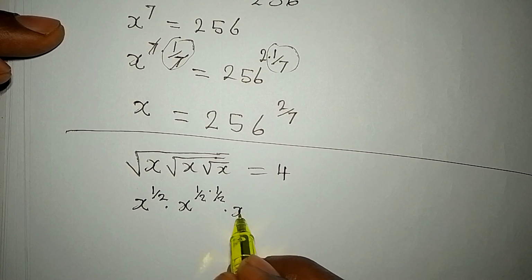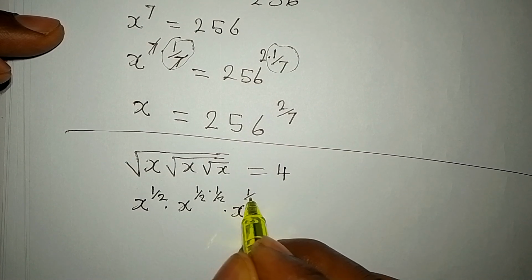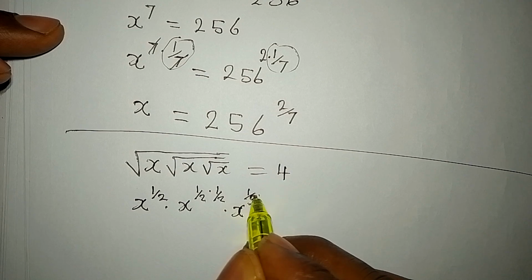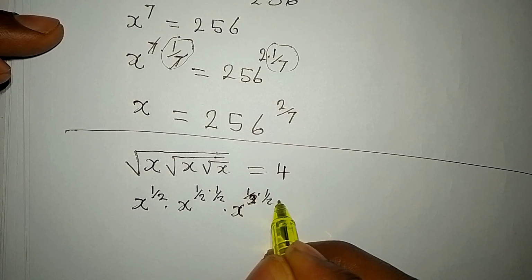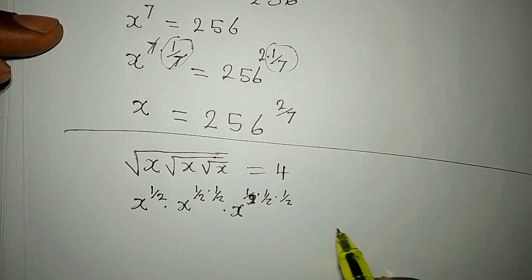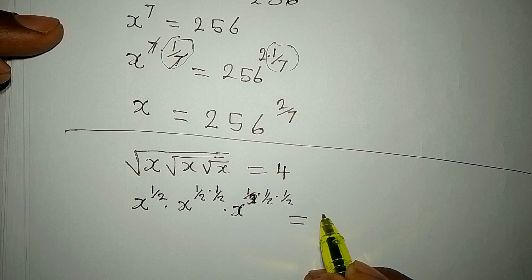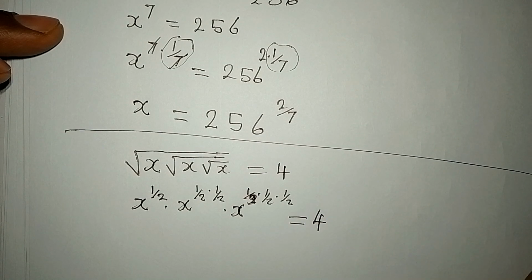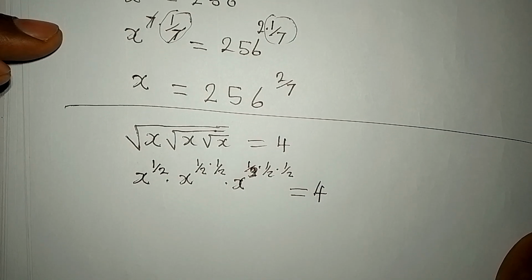So we have x to the power of 1 over 2 times 1 over 2 times 1 over 2. So everything here is equal to 4. I think this is even easier if you ask me.